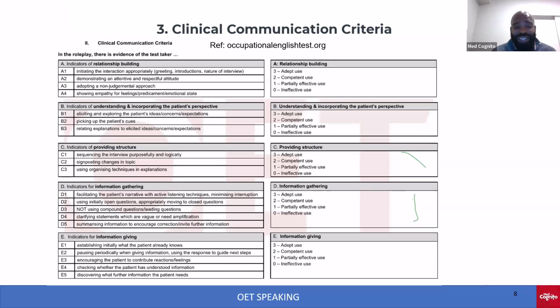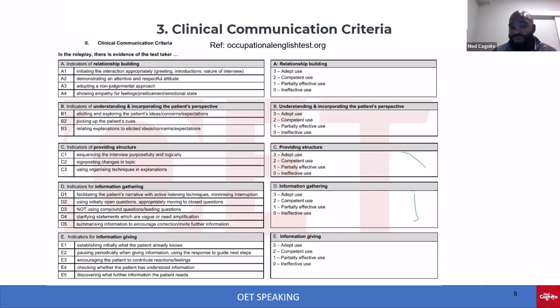Are you providing structure? That is, are you asking the questions logically, following the questions that are on your role play card? You are flowing it and asking questions logically, such that it's providing structure. You are providing signposts, things that make it easy for the patient or the interlocutor to follow you, to follow what you are saying whilst you are in that setting.